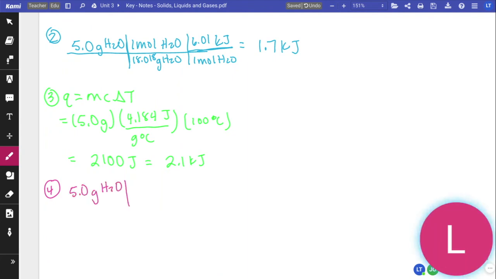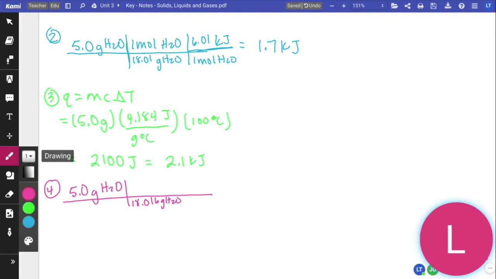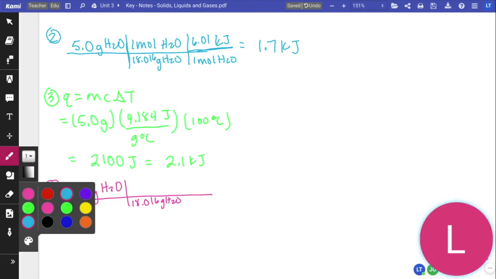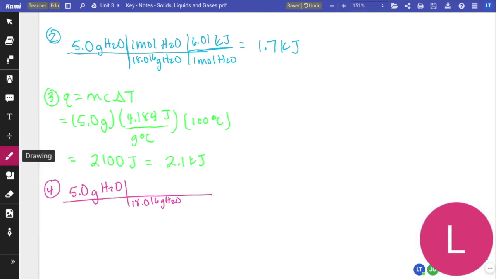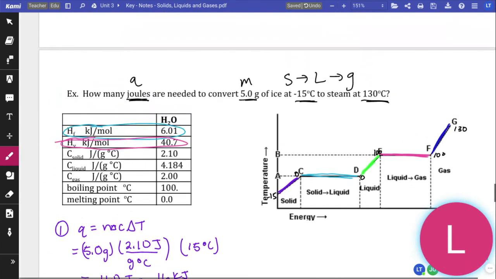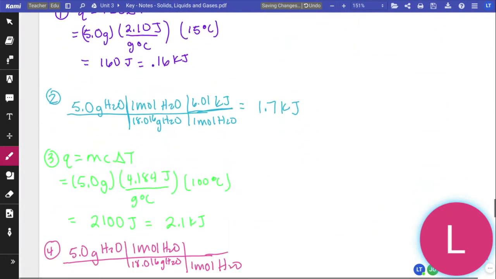So I have 5 grams of water. I know that the molar mass of water is 18.01, and I think I actually messed up, and it should be 18.016 grams of water. Shouldn't change my answer up here, but I don't know where I got 18.018. I don't know, guys. Sometimes I just lose it for a second. Shouldn't change your answer at all, but that is the actual molar mass of water. All right, is 1 mole of water. And then from our table that we have, 1 mole of water is going to require 40.7 kilojoules.